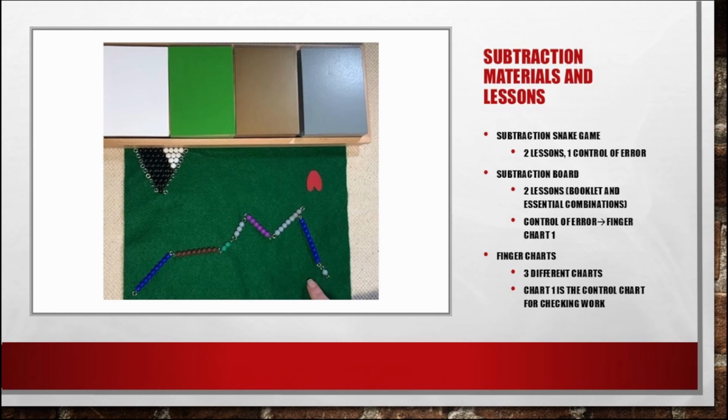So when it comes to the subtraction board, it's going to be very similar to the addition board. You're going to have 2 lessons. You're going to have the booklet and essential combinations, and you're going to have a control of error, and that's going to be finger chart 1. Notice that the addition charts have more. In the subtraction finger charts, we have 3 different charts. And chart 1 is the control of error. That is the chart for checking work. So when your student goes to experience the subtraction lessons, they're going to notice there's more limitations on this. There's already a limitation to how we can use subtraction compared to all of the addition charts.